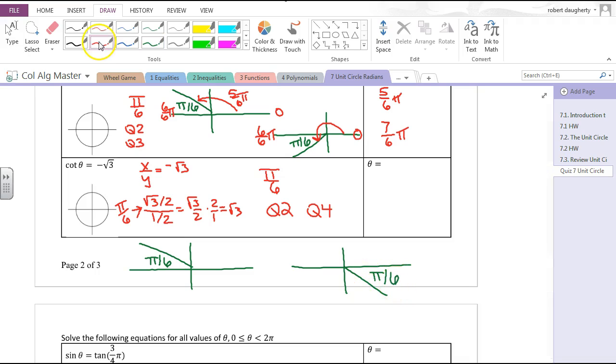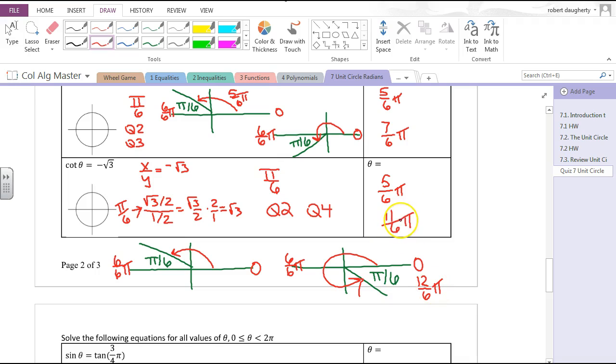My goal now is to find the angle that measures from 0 to that terminal side. Again, I'll do the same thing. 0, 6 over 6 pi, and I can tell in quadrant 2 that is 5 over 6 pi. In quadrant 4, this is 0. If this is 6 over 6 pi, this is 12 over 6 pi, or 2 pi. So this angle is 11/6 pi.